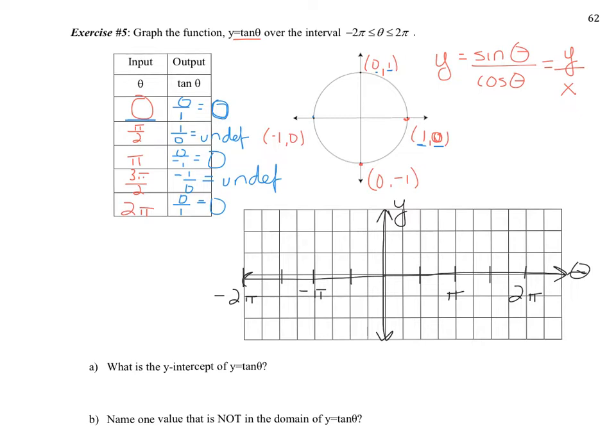Our next step is to draw in our asymptotes. So we have one at pi over 2 is undefined. 3 pi over 2 is undefined, and then it's going to continue in that same pattern. So basically this one at negative pi over 2, it's undefined. Remember, negative pi over 2 should always have the same value as 3 pi over 2 on any trig graph because they're on the same spot on the unit circle. And then negative 3 pi over 2.